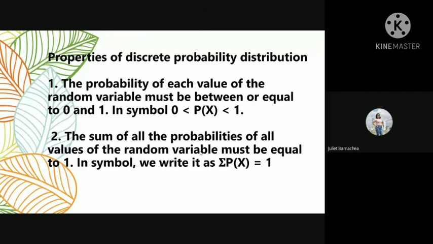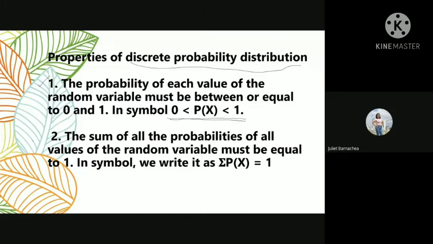Properties ng discrete probability distribution. Kailan natin masasabi na ang binigay ng mga probabilities ay under sa discrete probability distribution? First property, kailangan will meet this given requirement. The probability of each value of the random variable must be between or equal to 0 and 1. Ito yung symbol. Dapat yung probability niya nandyan lang. Walang mas mababa sa 0, walang mas mataas sa 1. Lagi lang nandyan ang probability para masabing under siya sa discrete probability distribution.